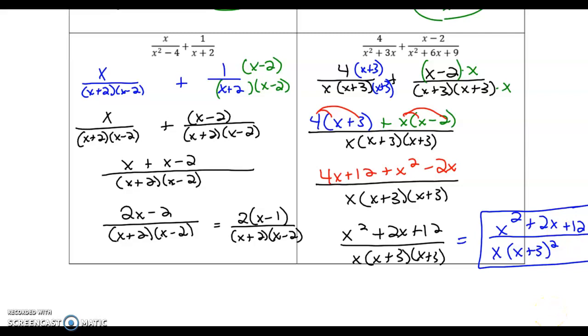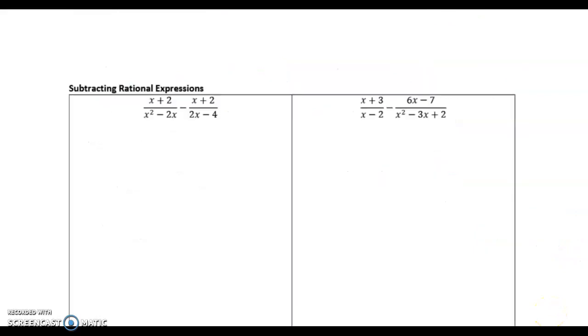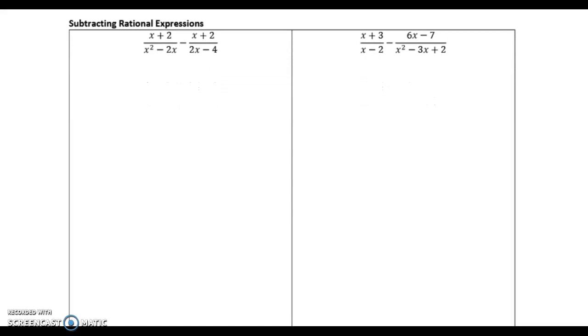All right, let's go to the subtraction ones. We do these the same way. The only tricky part is with this minus sign, that's going to that whole numerator. So we need to make sure we distribute that negative.